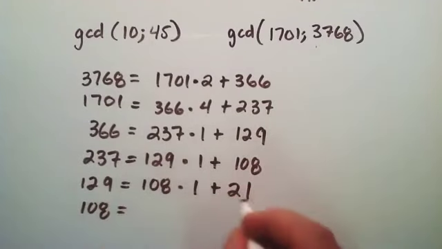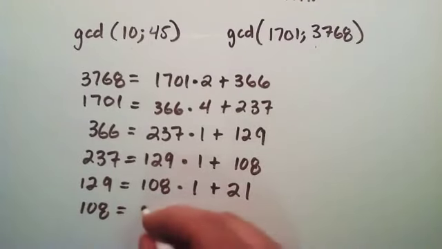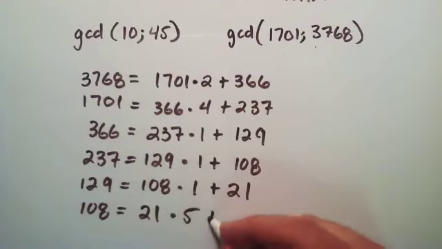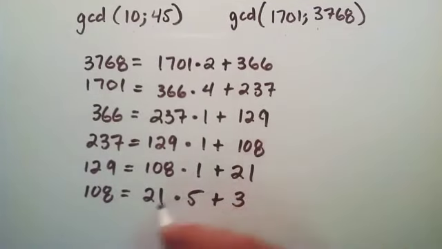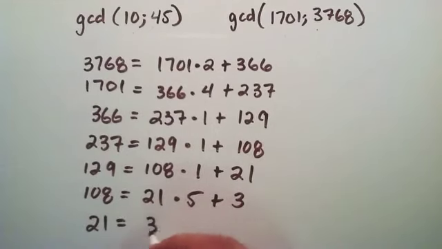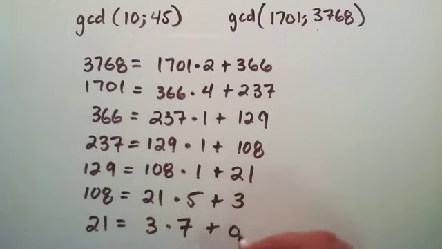108 is equal to, moving the 21 over here, so 108 is equal to 21 times 5 plus 3. And then one last step here, moving the 21 to the left-hand side, 21, moving the 3 to where the 21 was. 3 goes into 21 7 times with a remainder of 0.